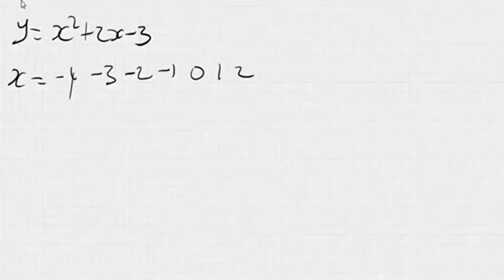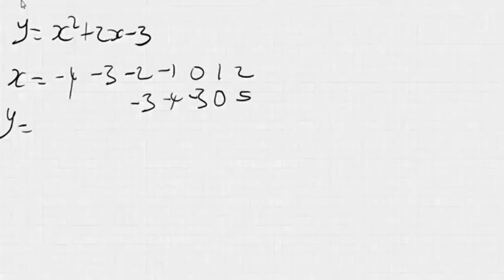The range of x starts from negative 4 to 2. Then we have the y values. We are given that when x is negative 2, y is negative 3, and when x is negative 1, y is negative 4. When x is 0, y is negative 3. When x is 1, y is 0. When x is 2, y is 5. We are asked to get the value of y when x is negative 4 and negative 3.